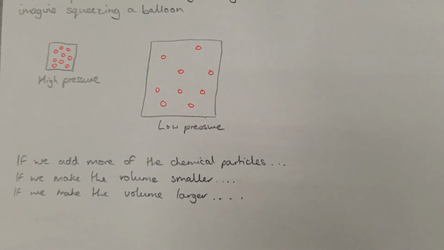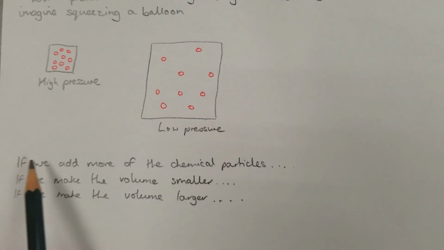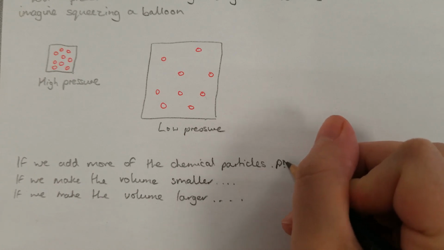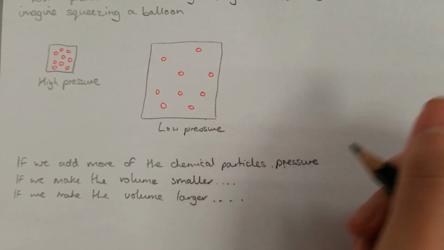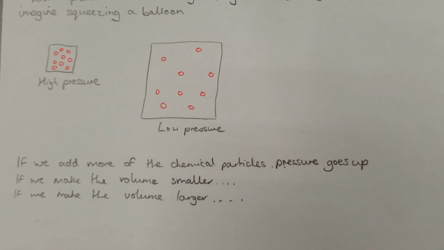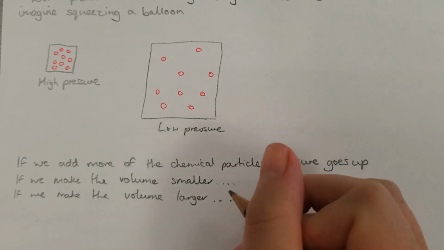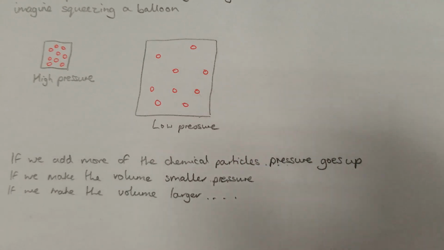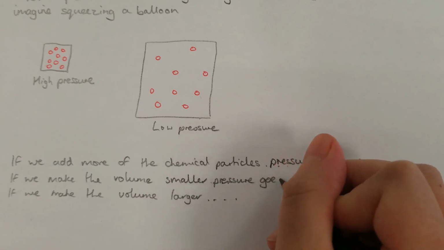Okay guys, hopefully you've worked out that if we add more of the chemical particles to either of these, pressure would go up because we would have more particles in the same volume. If we make the volume smaller, pressure would also go up because the volume would get smaller, same number of particles but less space for them to be in, so the pressure would go up.